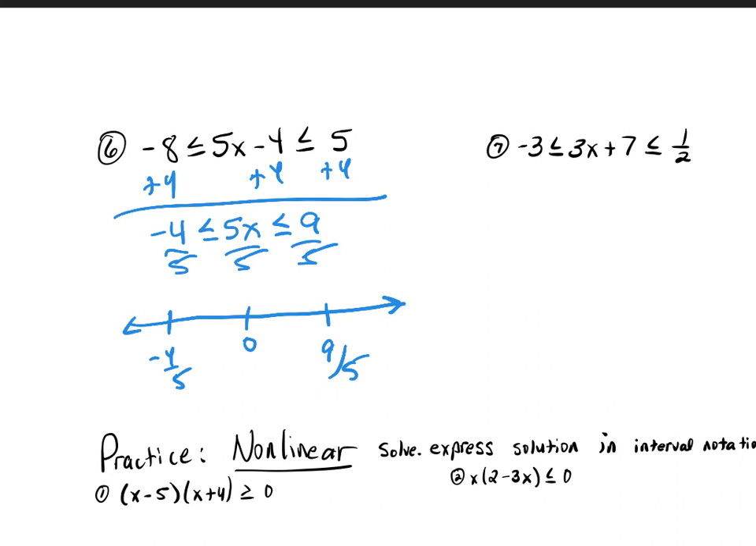So think about our dots. What kind of dots do I have at -4/5 and +9/5? Closed on both. X is in the middle, so where am I going to color? In the middle. And what does my interval notation look like? -4/5, 9/5. Good, Justin. Bracket on both.